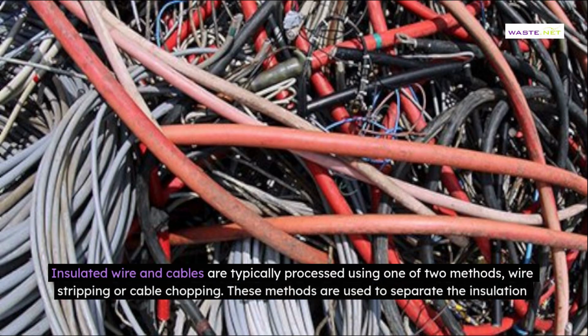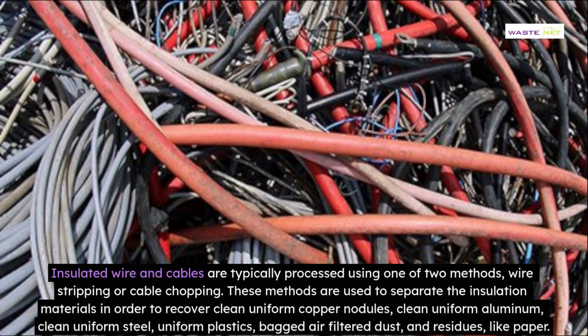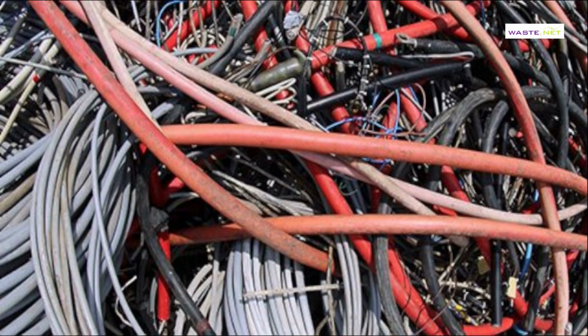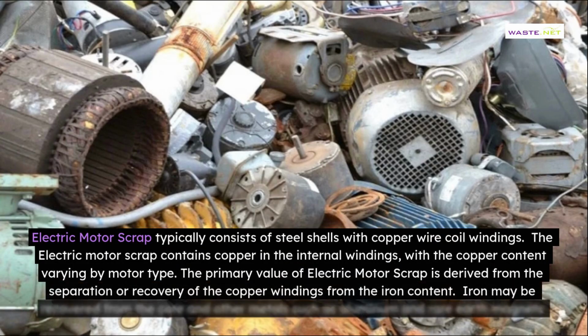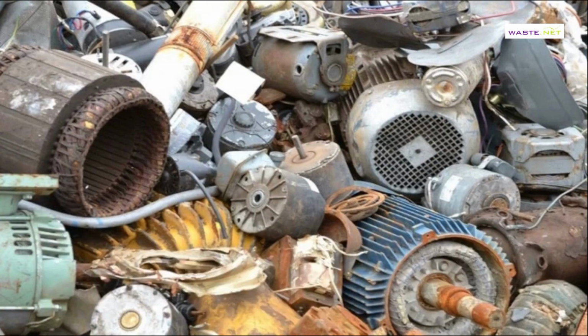Insulated wire and cables are typically processed using one of two methods: wire stripping or cable chopping. These methods are used to separate the insulation materials in order to recover clean uniform copper nodules, clean uniform aluminum, clean uniform steel, uniform plastics, bagged air filtered dust, and residues, like paper. Electric motor scrap typically consists of steel shells with copper wire coil windings. The electric motor scrap contains copper in the internal windings, with the copper content varying by motor type.